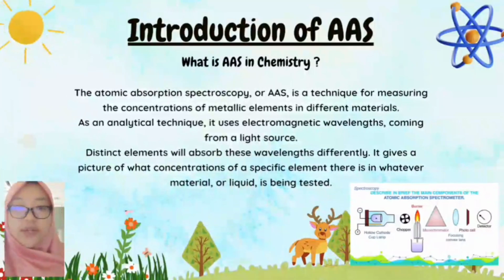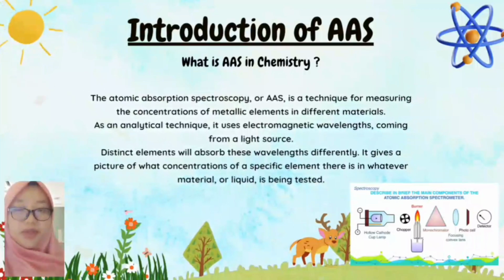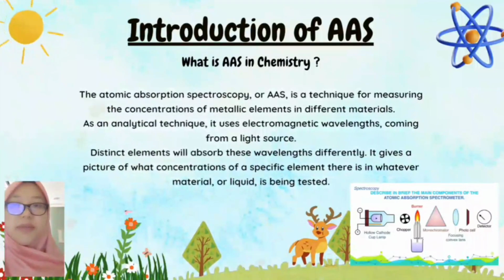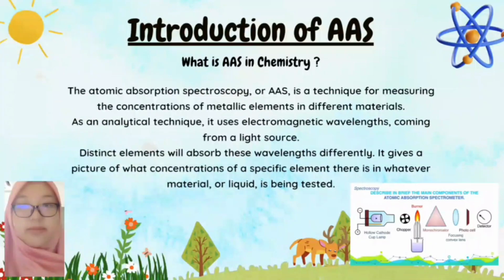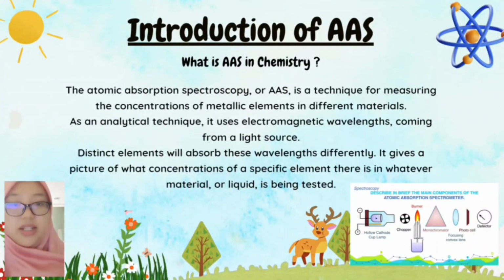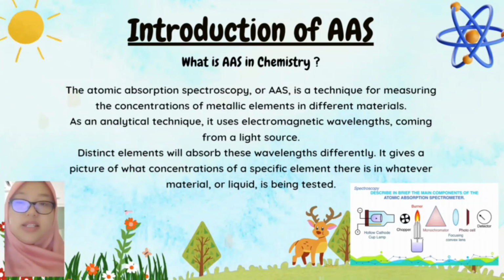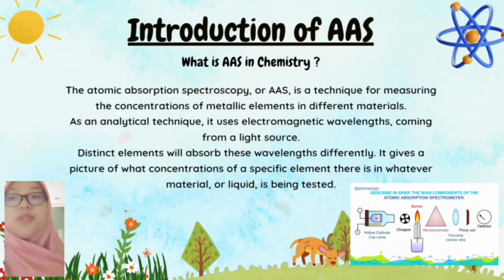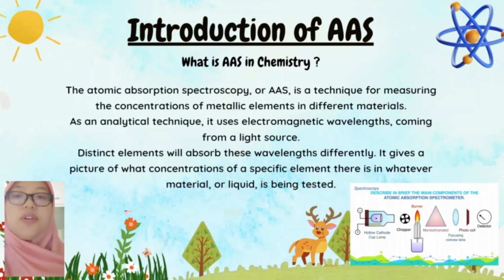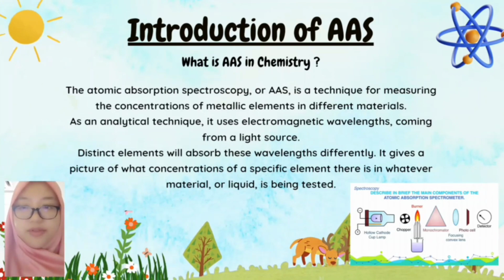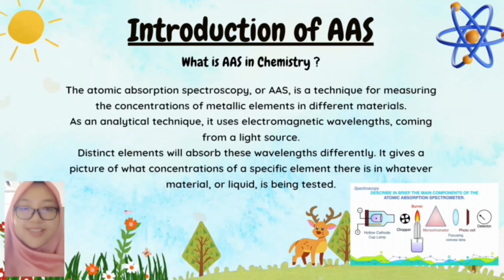Okay, the first is the introduction of AAS. What is AAS? In chemistry, atomic absorption spectroscopy, or AAS, is a technique for measuring the concentration of metallic elements in different materials. As an analytical technique, it uses electromagnetic wavelength coming from a light source. Distinct elements will absorb this wavelength differently. It will give different concentrations for a specific element in whatever material or liquid is being tested.